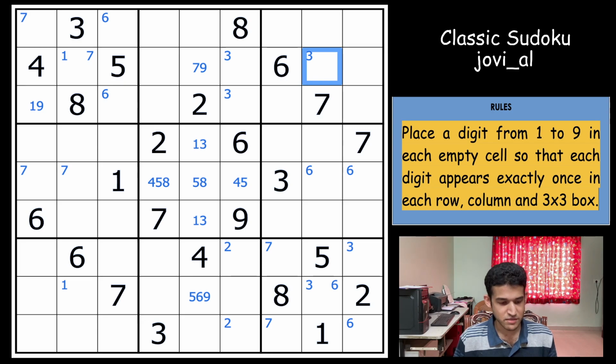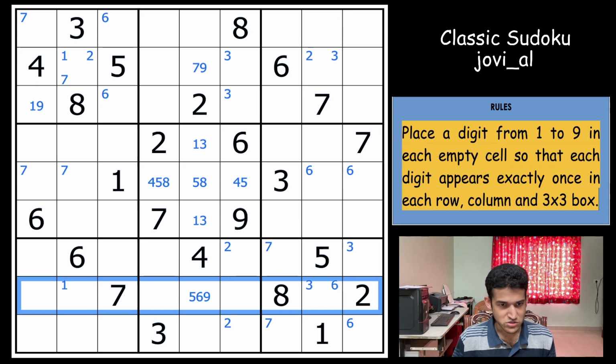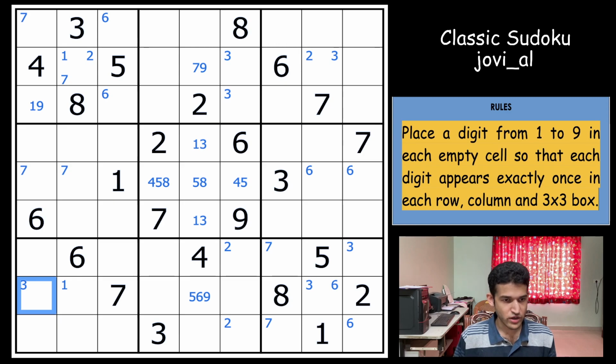Wait, I'm seeing something here. Look at row 2. Where does the 2 go? 2 cannot be here. So 2 is either in this cell or this cell, right? In row 2. So if I'm not mistaken, there must be something along row 8 too. So 3 cannot be here and 4 cannot be in these three cells. So 3 has two possible positions in row 8, either this cell or this cell. And 4 has two possible locations again, either this cell or this cell.